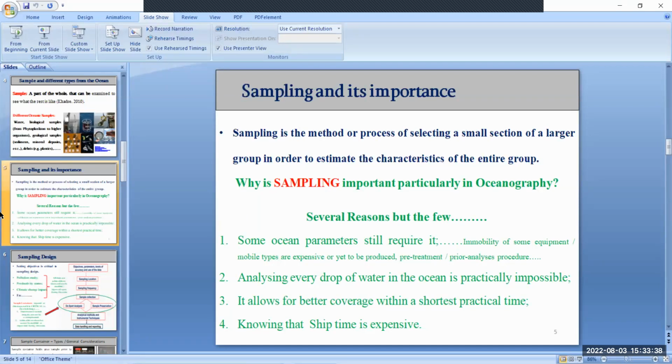Also, analyzing every drop of water in the ocean is practically impossible. And even if it were possible, it would be time consuming. And you know what they always say? Ship time is expensive. So sampling allows us better coverage within the shortest practical time.